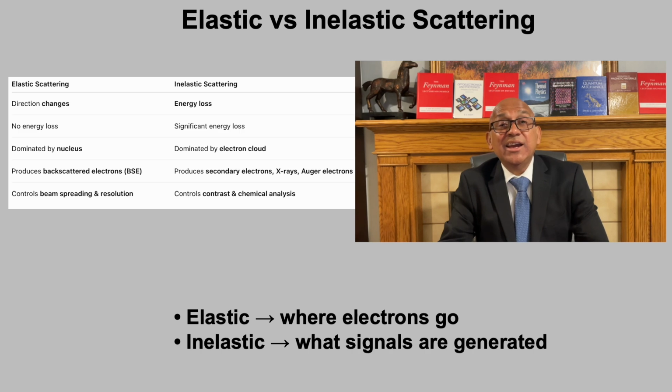In contrast, in inelastic scattering, the electron loses energy to the specimen. These interactions are dominated by the atomic electron cloud and lead to the generation of secondary electrons, characteristic X-rays, and Auger electrons. Inelastic scattering therefore controls image contrast and enables compositional and chemical analysis. Keeping this distinction in mind will help you understand the origin and meaning of all SEM signals discussed in the remainder of the chapter.